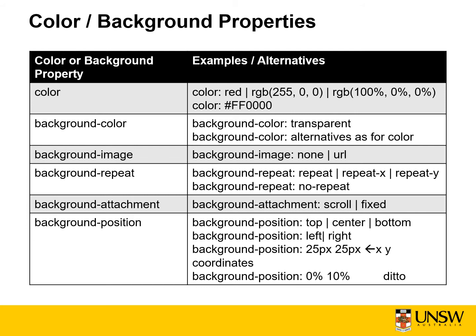The background image property sets one or more background images for an element. The background repeat property sets how a background image is repeated both vertically and horizontally. The background attachment property sets whether a background image scrolls with the rest of the page or is fixed. And finally, the background position property is used to set the starting position of a background image.